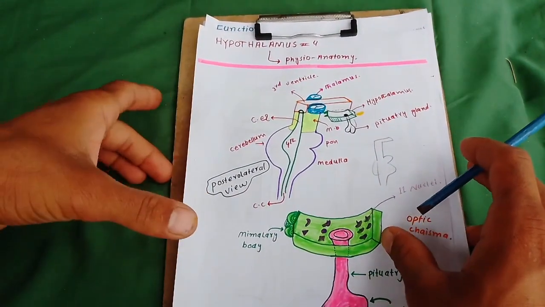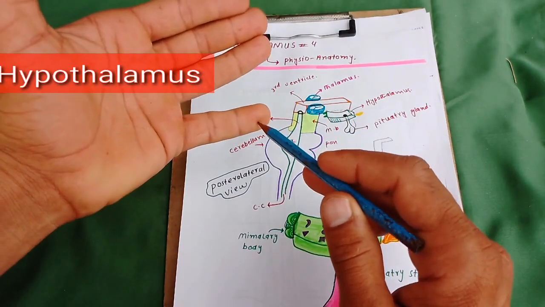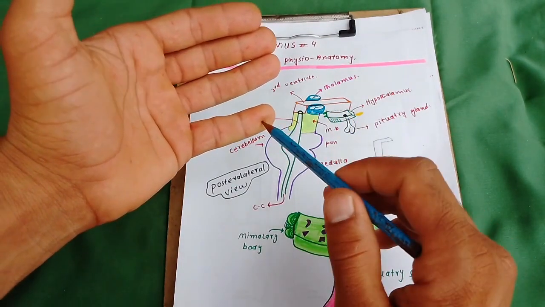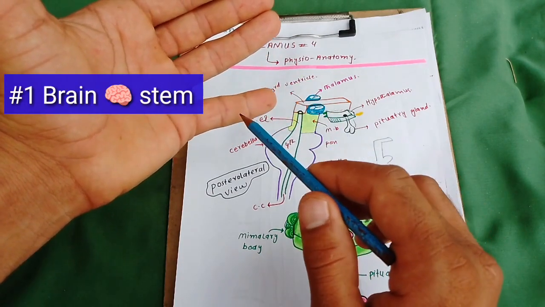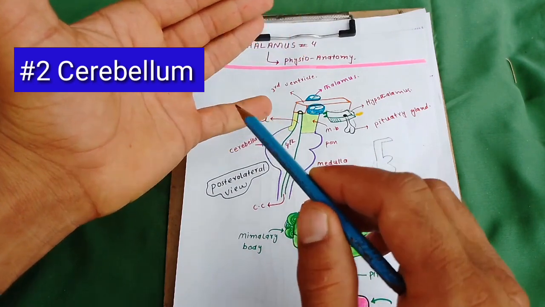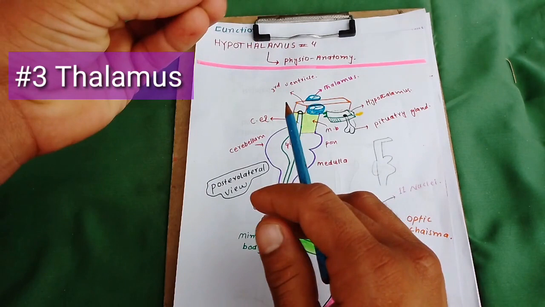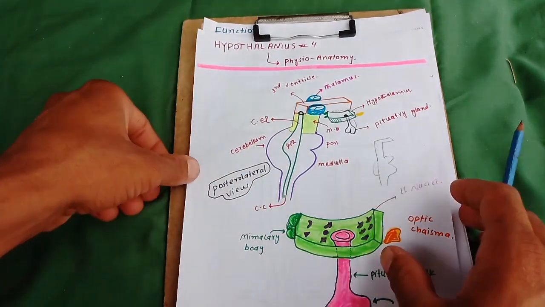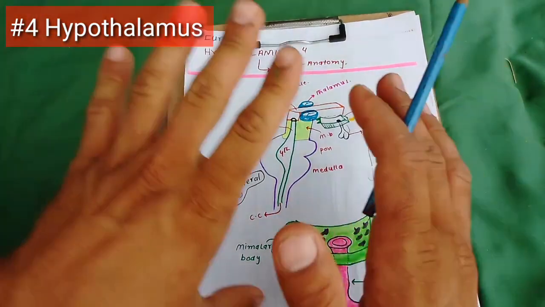Today we are going to talk about the hypothalamus. This is class number 4. I have already discussed the physio-anatomy of the brainstem in class number 1, the physio-anatomy of the cerebellum in class number 2, and the physio-anatomy of the thalamus in class number 3. In class number 4, I will discuss the physio-anatomy of the hypothalamus. What is the hypothalamus?